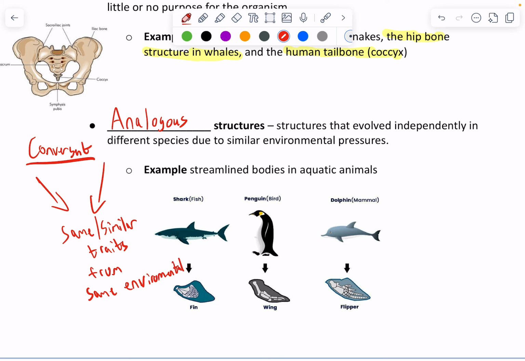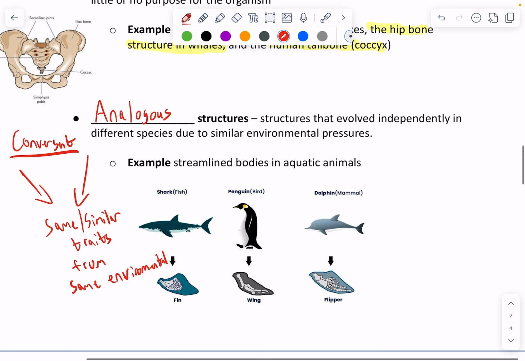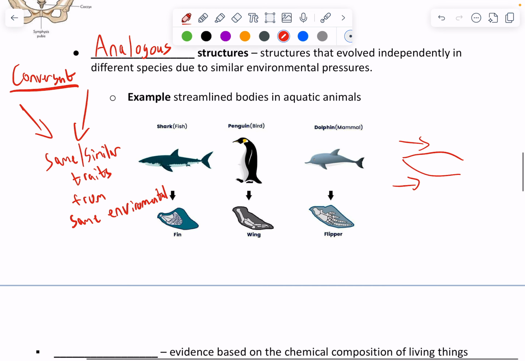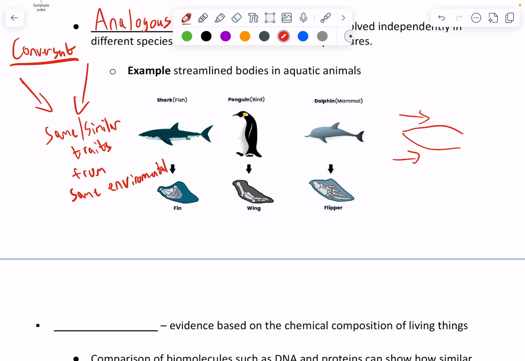And so we can look at streamlinedness in aquatic animals: fish, dolphins, birds like penguins. They all have this kind of torpedo-esque shape to them that helps them move through the pressure of the water, because there are things that they can better navigate under the gravity and pressure of the water as they move throughout it.